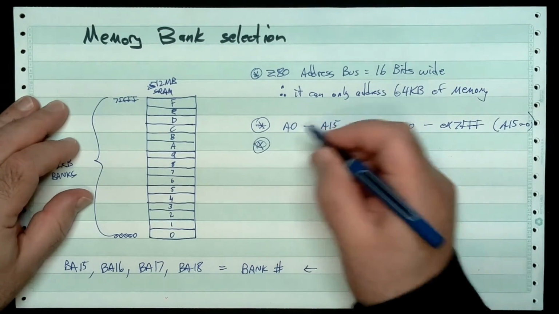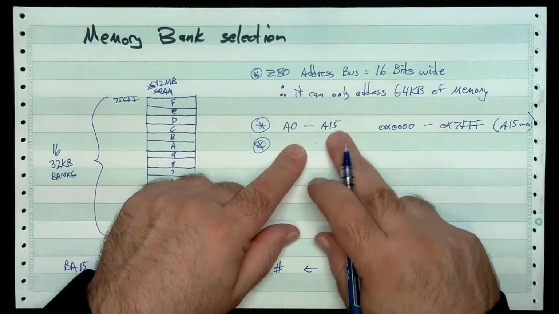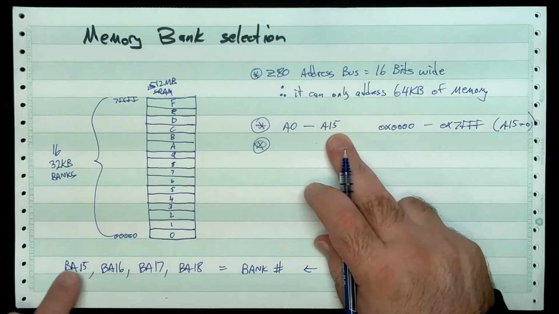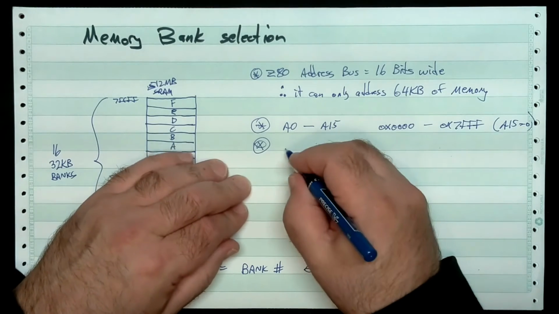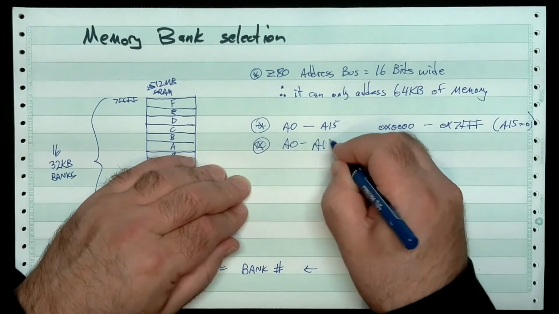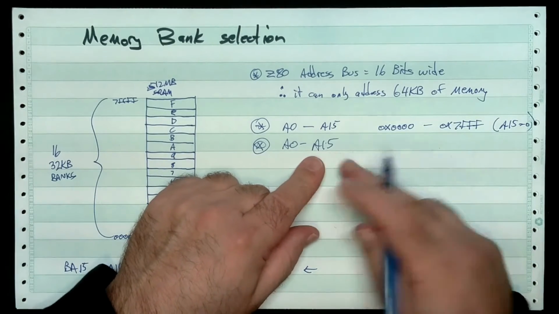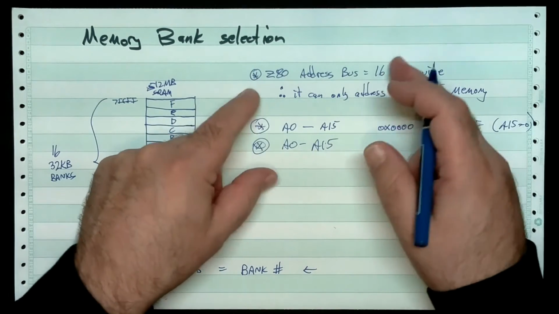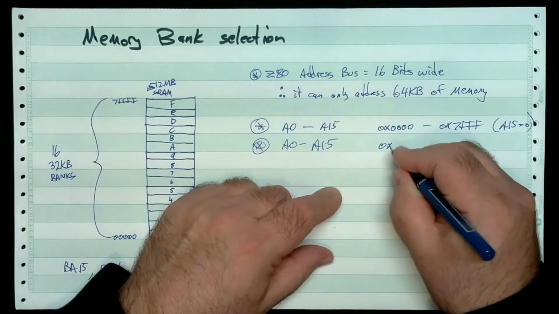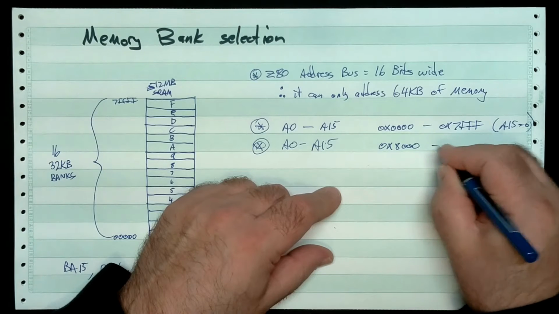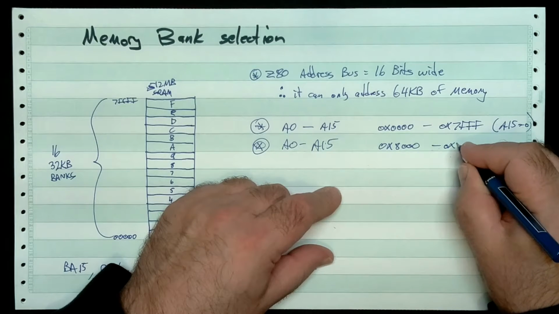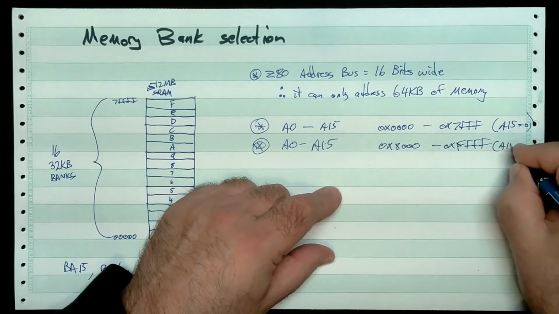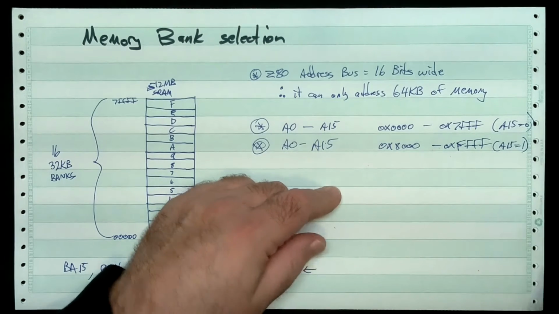Likewise, what happens if we just assume that A15 is a 1? And again, we'll see how that relates to here in a minute. Then, with A0 through A15, when A15 is set to 1, the address being generated by the Z80 must be 8000 through FFFF. A15 equals 1.